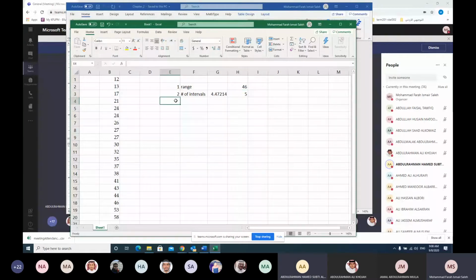The width of the interval. The class width equals what? The length for each interval equals what? Equal to the range divided by the number of intervals. Range equals 46, divided by the number of intervals, 5, equals what? Around 10. Give me the value, 9 point something.